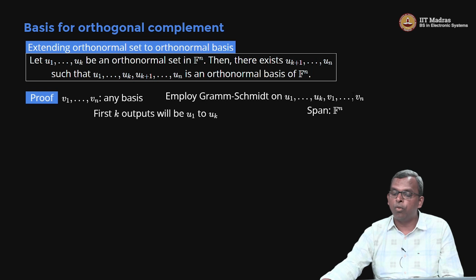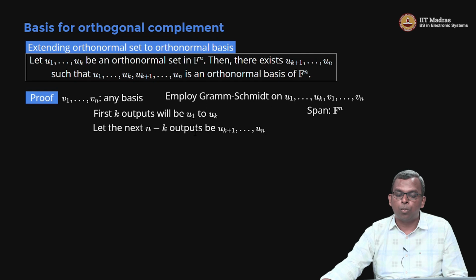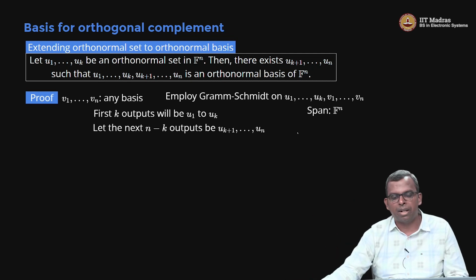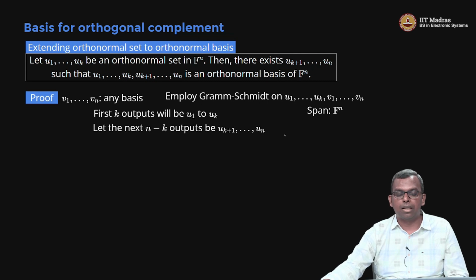But of course from v1 to vk, as you go further, it will keep changing. So the next n minus k outputs, you can let it be uk plus 1 to un. At un it will stop, right? After that it will only give out zeros because you cannot have more than n orthonormal vectors. They are all independent. You cannot have more than n. So it will stop at that point. So the next n minus k outputs will be this. So just running Gram-Schmidt in a clever fashion allows you to prove extension. Just like elimination helped you in the linear independence case, for the orthonormal case, Gram-Schmidt helps you.